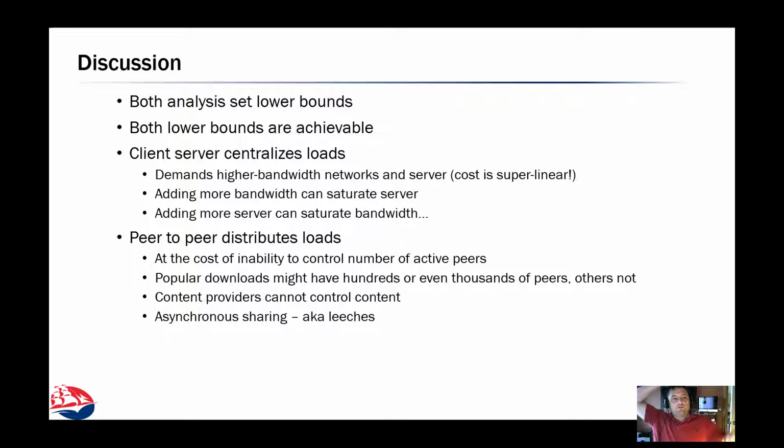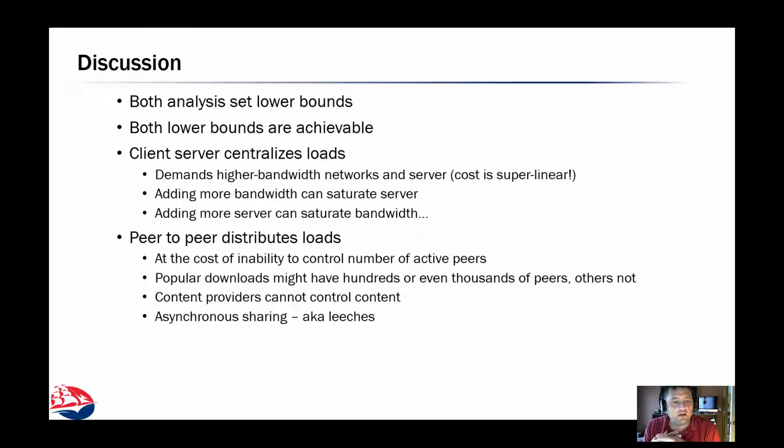As a discussion, both analyses here set the lower bounds of the time. We can show with some interesting proof theory that both lower bounds are achievable. The client-server centralizes loads, and so it demands higher bandwidth networks in the server. Remember that the cost to upgrade these networks and servers is super linear, so doubling the capacity of the network is going to be like 10 times the cost. Adding more bandwidth can saturate a server, and adding more servers can saturate a bandwidth, so it becomes an arms race. On the other hand, peer-to-peer distributes the load organically, but at the cost of the inability to control the number of active peers.